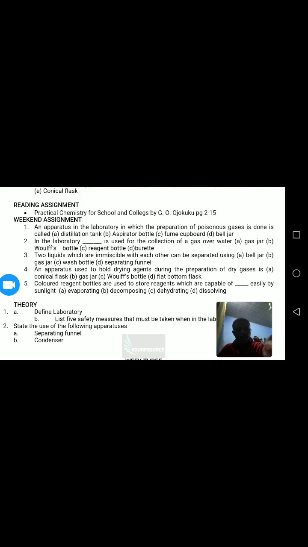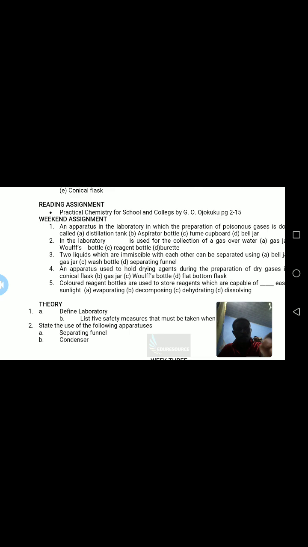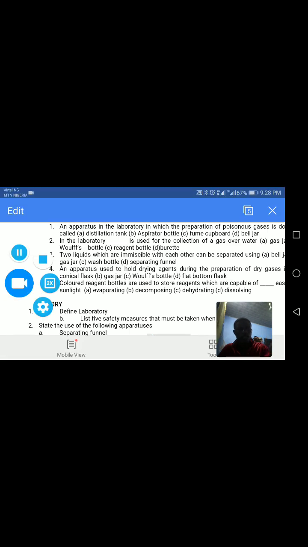Okay, let me give you my own answers. Number 1. An apparatus in the laboratory in which the preparation of poisonous gas is done is called C. Fume cupboard. Number 2. In the laboratory, dash is used for the collection of a gas over water. The answer is A. Gas jar.